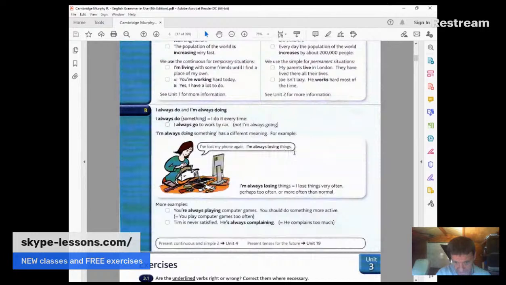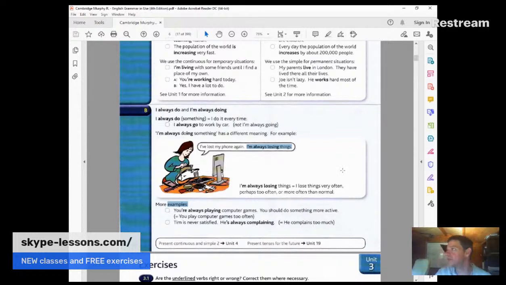I've lost my phone again. I'm always losing things. And here you are criticizing yourself. You're saying, oh, I'm so silly. I'm always losing things. So that's one exception in present continuous that you need to learn. The exception with always, where you are complaining. If you use always and present continuous, you are complaining about something that happens all the time.